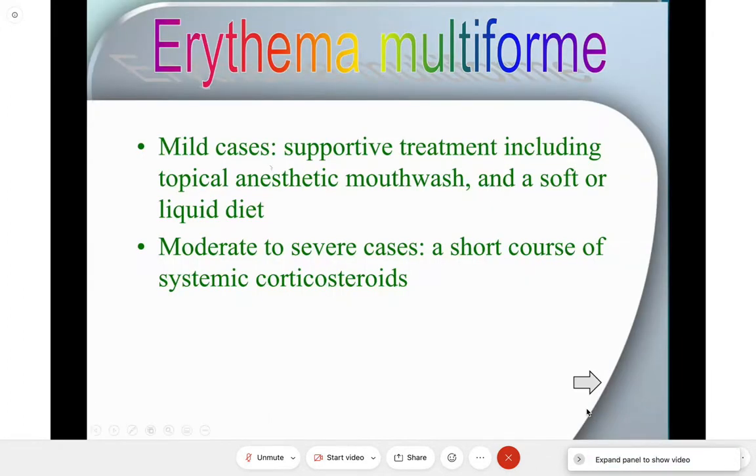If the case is only in the oral cavity or at the vermilion border, only supportive treatment, such as a topical anesthetic mouthwash or gel and a soft diet, should be all right. But in moderate or severe cases, you may need to prescribe a short course of corticosteroid. My case can also be prescribed a topical corticosteroid.